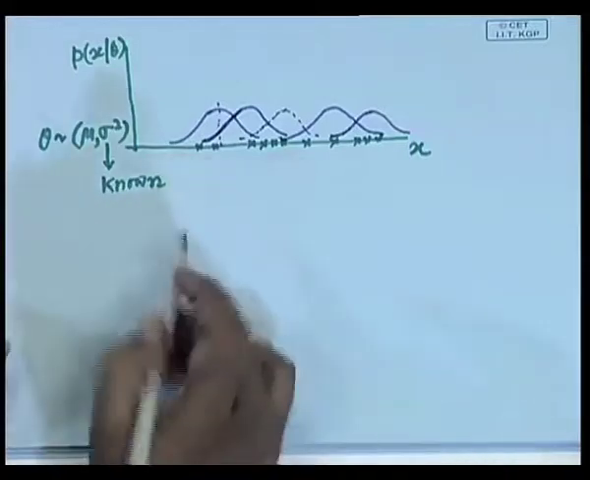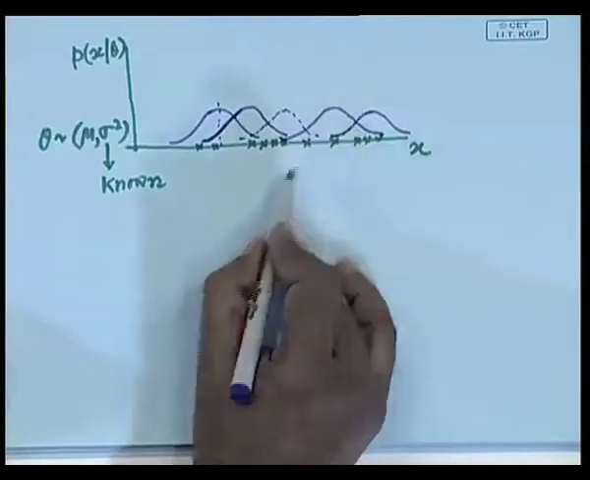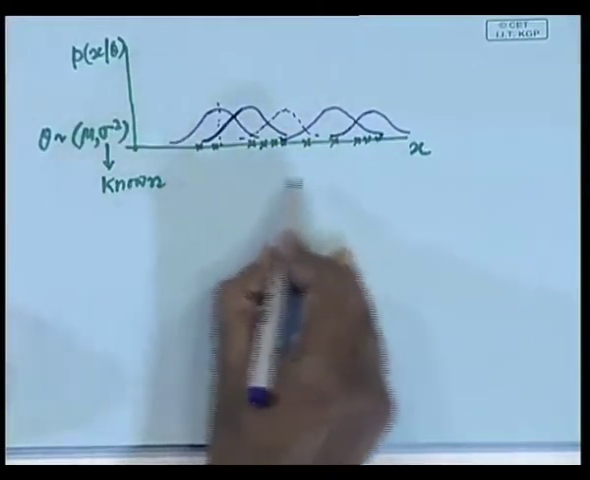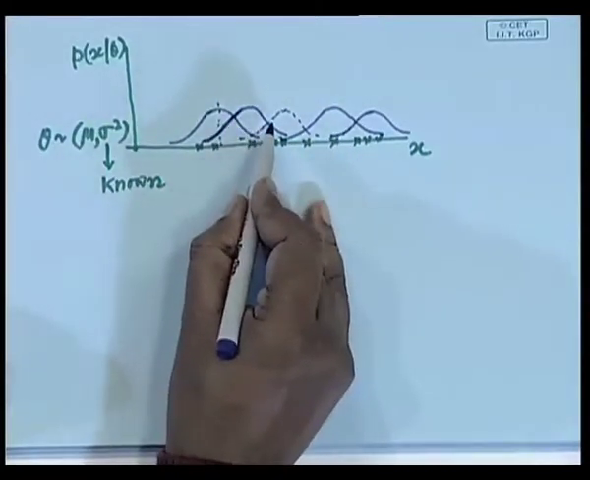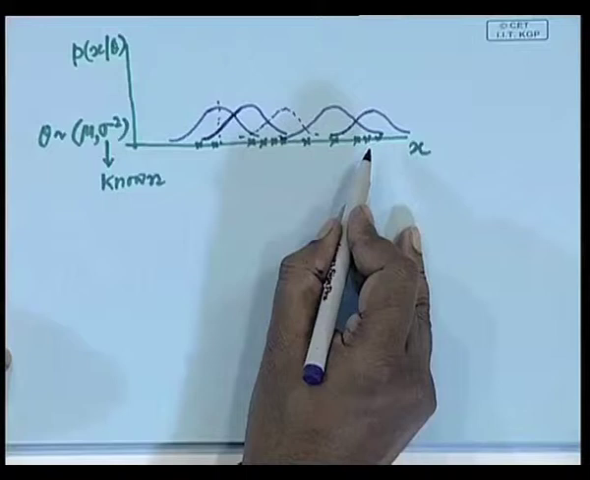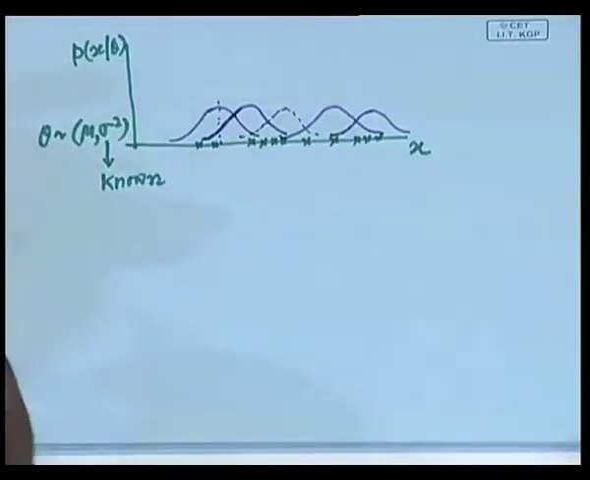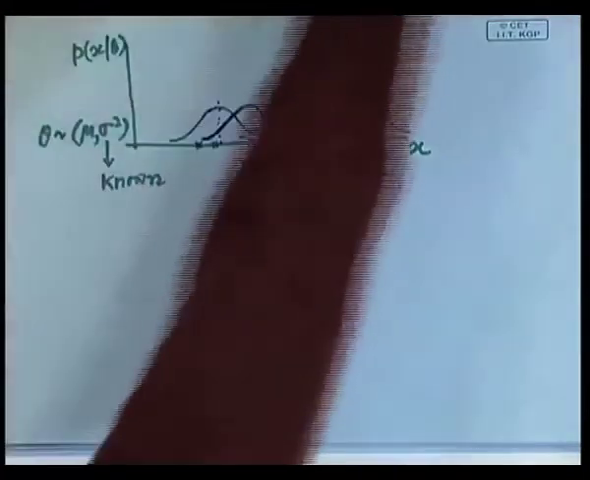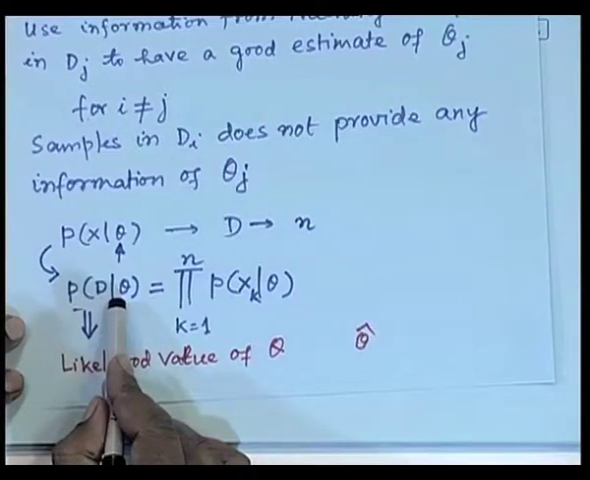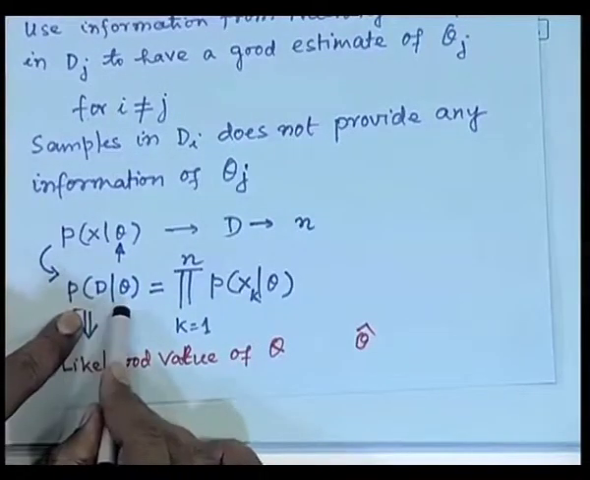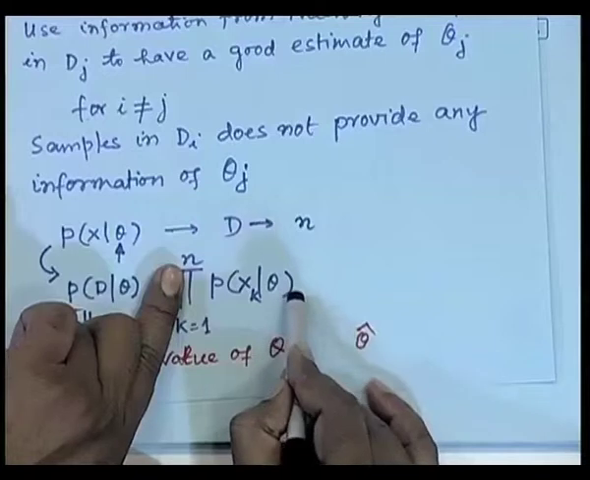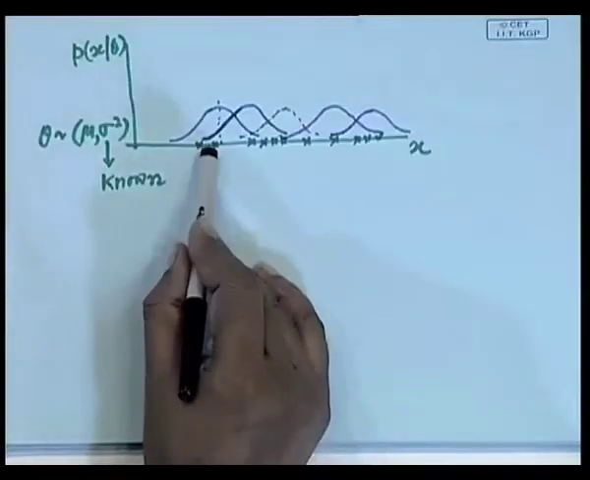Is that okay? Now, you find that all these different distributions do not really represent the distribution of this data set. Only one of them will faithfully represent the distribution of this data set. So, for that, this likelihood value p(D given theta) is very important. If I plot this p(D given theta), you find that for different values of x, this p(x_k given theta), where theta is nothing but this mu, will have different values.